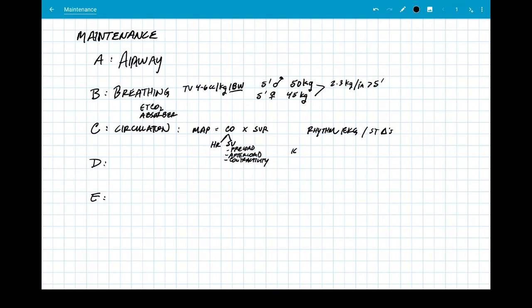Ideally, you should keep mean arterial pressures within 20% of baseline. And remember, cerebral autoregulation is maintained between MAPs of about 50 to 150. Some people say 60.